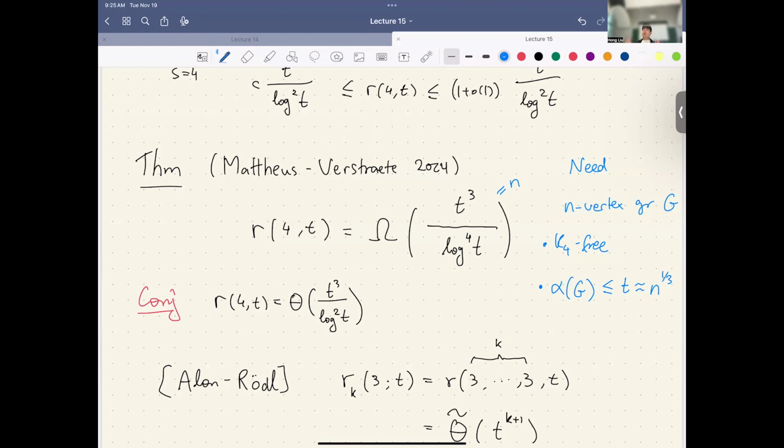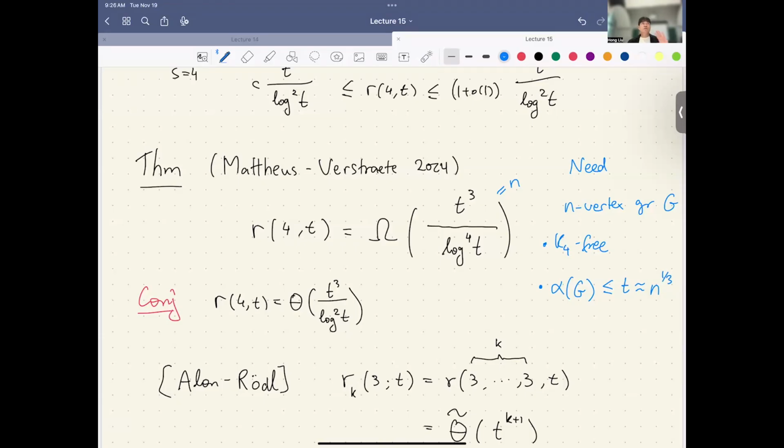Okay, this is what we need to do. A lower bound construction for Ramsey. It's K4-free, and it does not have large independent sets. The largest independent set is roughly n to the 1/3, where n is the number of vertices. Any questions about this statement? I'm just translating the definition of lower bounding the Ramsey number. Okay. So how do we do that?